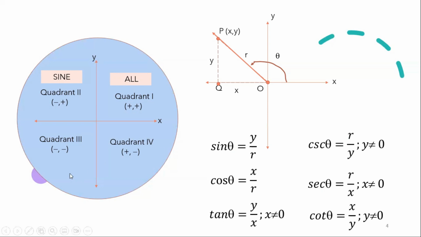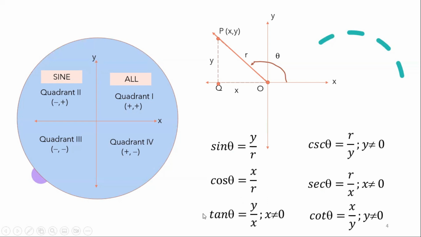Now, in the third quadrant, x is negative, y is also negative. So those functions which contain y and x are all negative. This one is negative because r is always positive, so negative divided by positive is negative. Same with this one, positive over negative is negative. And then we also have cosine, which is x over r, negative, and second is r over x, also negative.